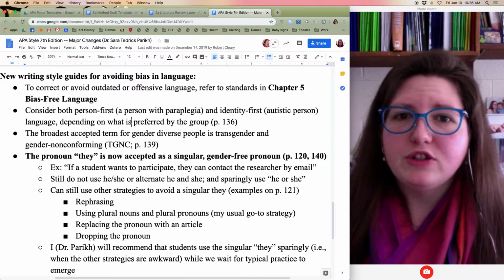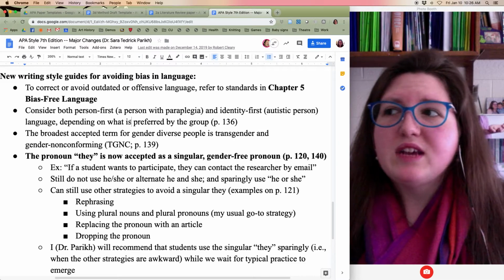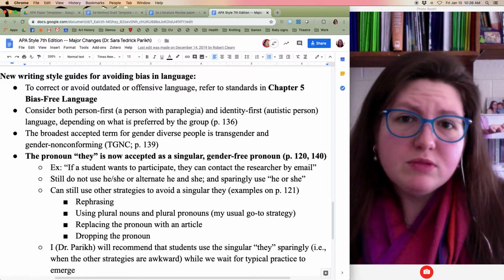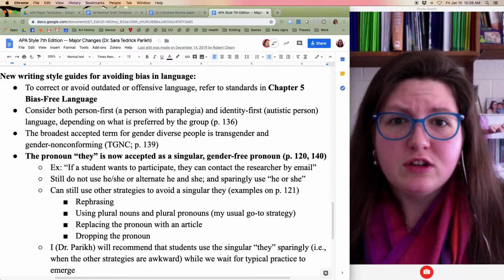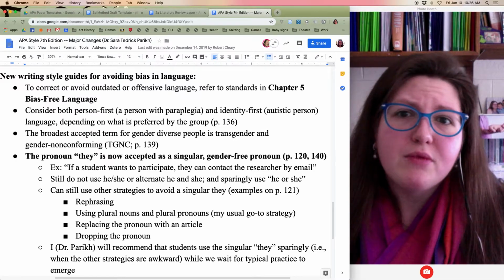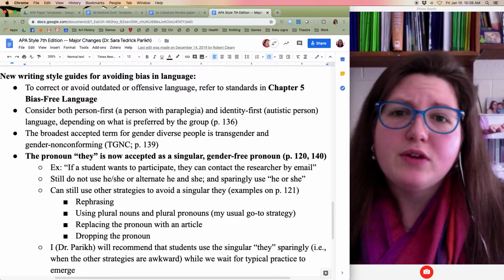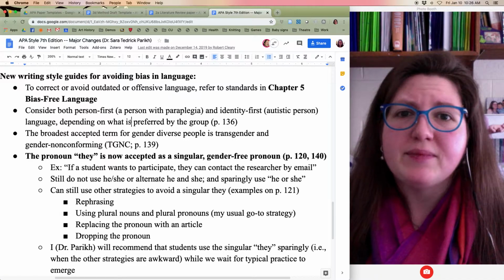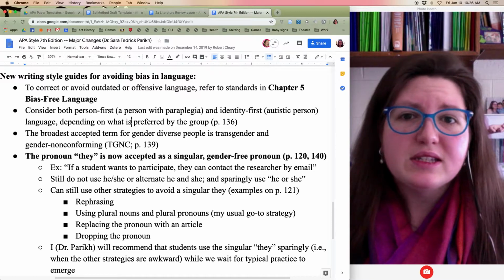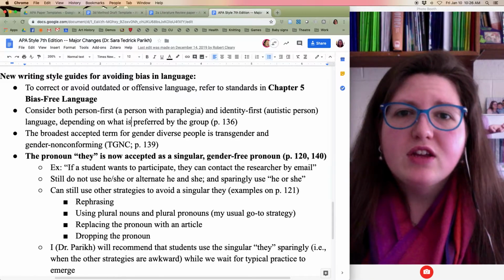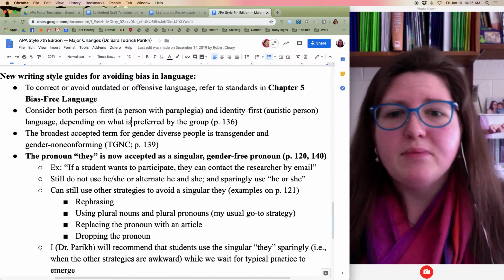So if this is your first time writing about this group, you need to do some research. You need to pay attention to what the articles and books you're reading are using, and notice the years, because language shifts over time. So if you notice that your older ones are saying one thing, but the newer ones are saying something else, go with that. Be consistent within your paper. So if even among the newer ones there's some debate, make your best effort and then be consistent with that.